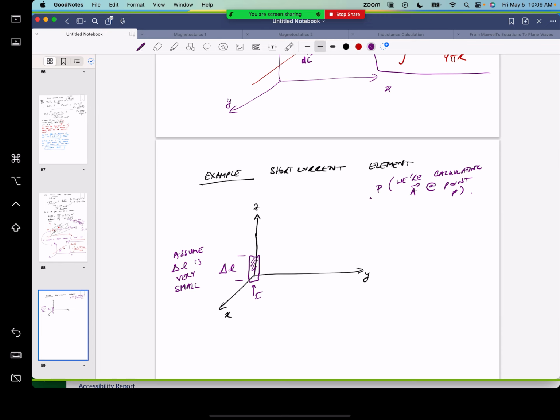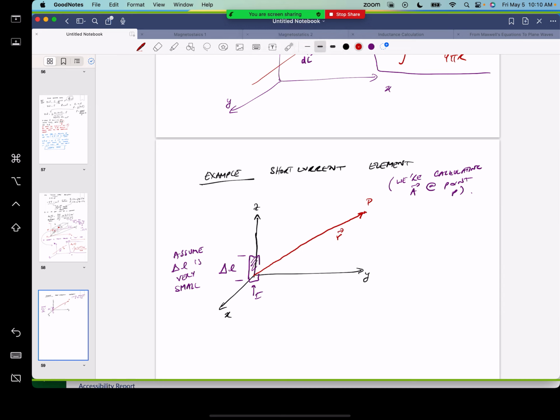And so the location of that point P, I drew it way too far away. Let's say that's point P. So from the origin, the vector from the origin going to that point P is R.